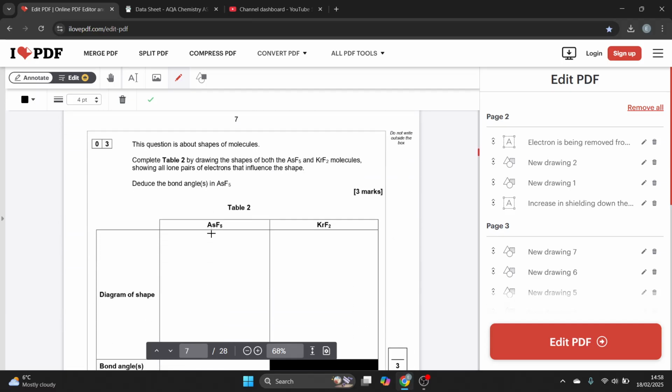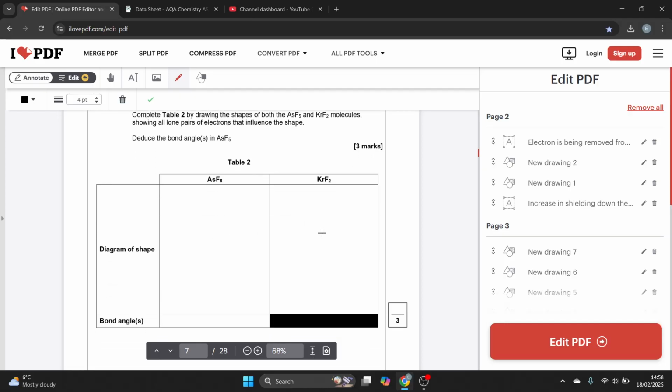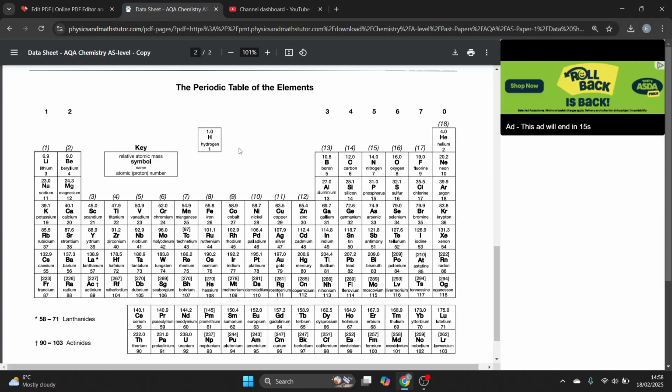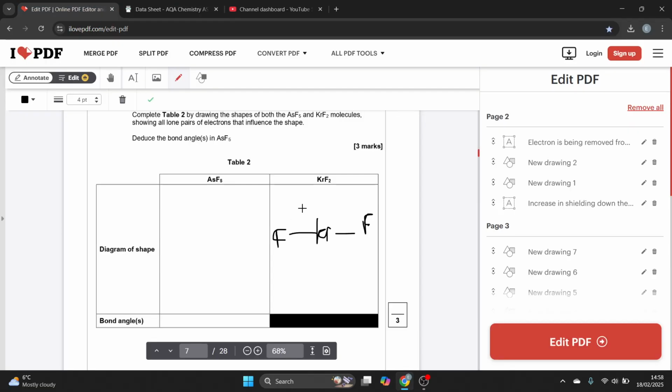Deduce the bond angles in AsF5, draw the shapes, showing all lone pairs of electrons that influence the shapes. So KrF2 is probably going to be the easier one. It's obviously going to be a linear shape, but it's not asking for that, is it? The number of lone pairs of electrons, well, Kr, where's Kr? Kr is group 0, so it's got full 8 electrons in its outer shell, and it's bonded to 2, so it's going to have 6. So we're going to have 2 lone pairs here, 1 lone pair here, and another lone pair here.